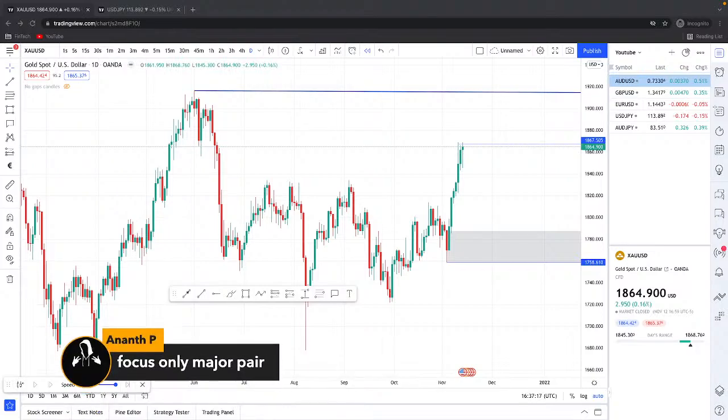Anand asks, should I only focus on major pairs, right? Yes, Anand, because on the major pairs the spread is really tight, and it will allow you to hold the trade overnight or over the weekend. If you are starting now, or six months into the journey, I would say start with the major pairs, which are US dollar pairs, and try out some of the yen pairs as well. Some of them are really nice.